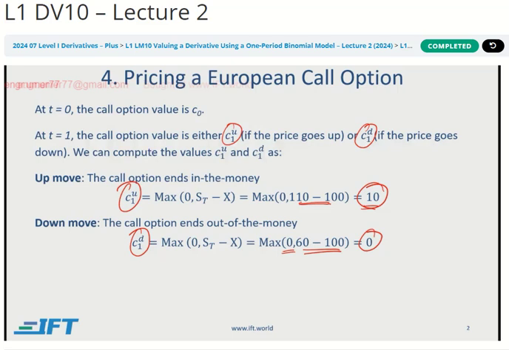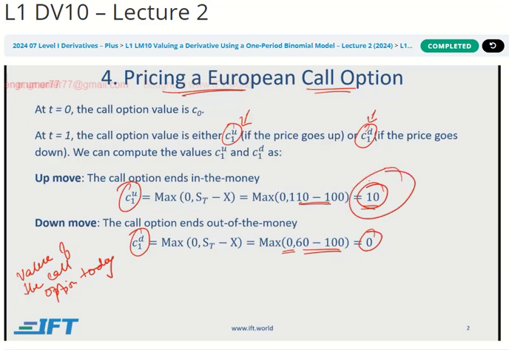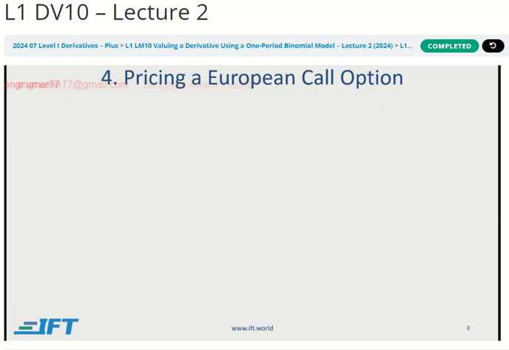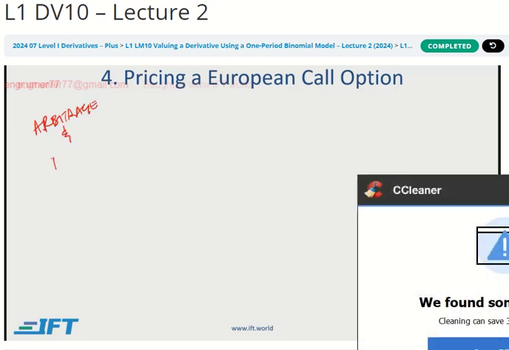Now, what do we do with these call option values in terms of pricing the call option today? Because what we are interested in is the value of the call option today, not in the future. In the future it might go to 10, it might go to 0, but what is the value of this call option today? Now, to be able to do that, we're going to use the concepts of arbitrage and replication.